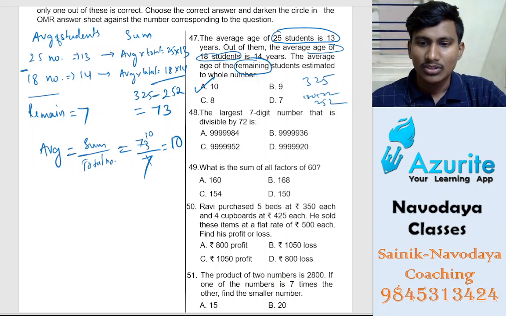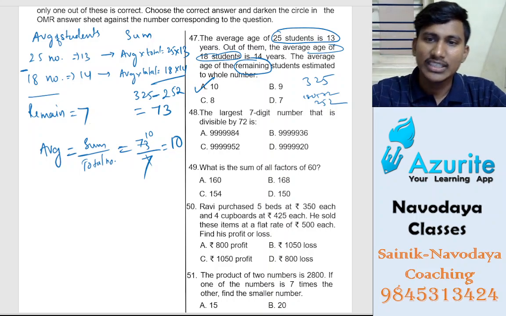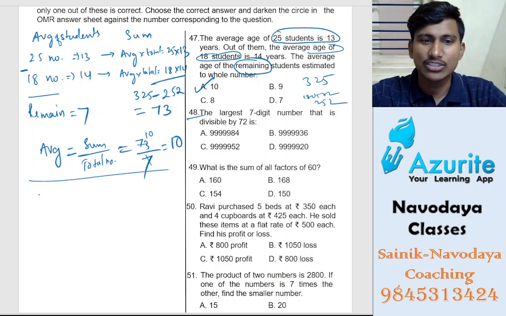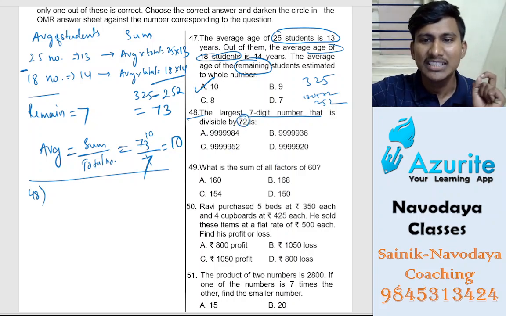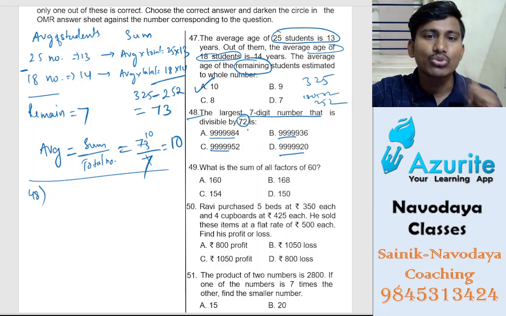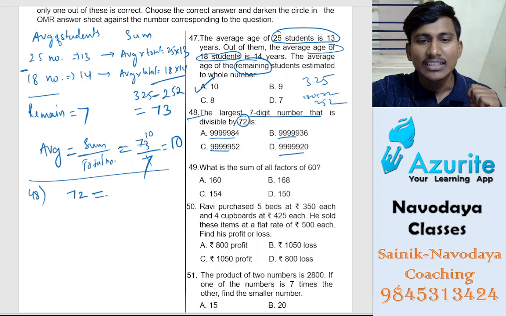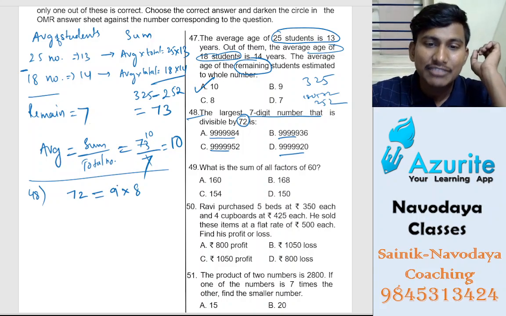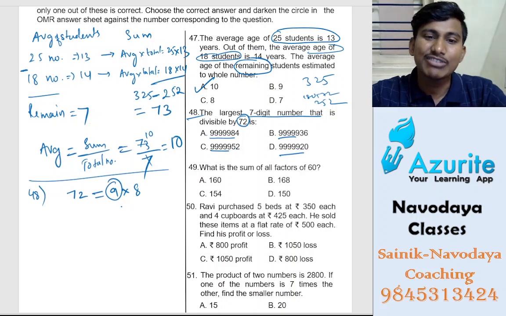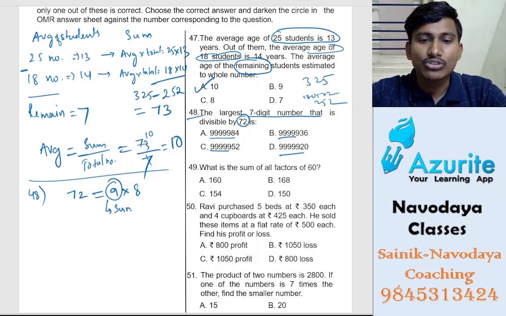Understood? So students, let's go to the next question, that is question 48. Question 48 is actually very easy. The question is: the largest 7 digit number that is divisible by 72. In the options there is 9999 everywhere, so it will be easy. 72 means 9 8s are, so we have to check 9 divisibility. For 9 divisibility, the sum of digits should be in the 9 table.